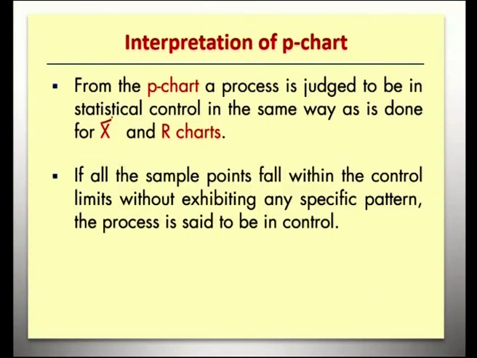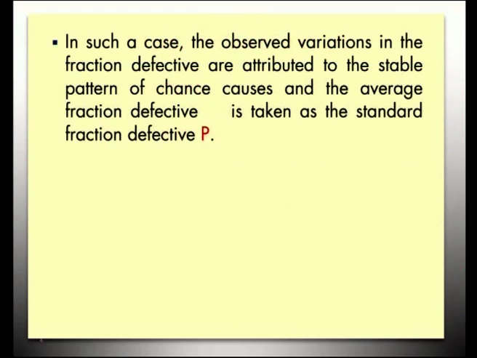Interpretation of P chart: from the P chart, a process is judged to be in statistical quality control in the same way as is done in X bar and R charts. If all the sample points fall within the control limits without exhibiting any specific pattern, the process is said to be in control. In such a case, the observed variations in the fraction defective are attributed to a stable pattern of chance causes, assignable causes are not present, and the average fraction defective P bar is taken as the standard fraction defective capital P.